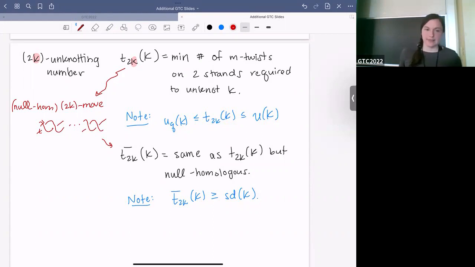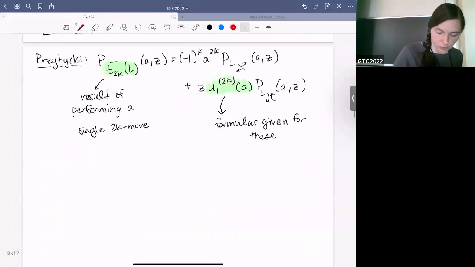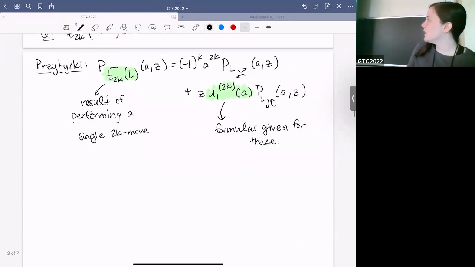Yeah, you do 2k twists instead of 4. So when k is 2, this is a 4 move. If it has orientations like this, it's this null-homologous 4 move. So if you only care about null-homologous twists on 2 strands, then maybe this is super interesting. It turns out that I think this is an interesting result, but it's not helpful for the 4-move conjecture. It just doesn't give you very much information. So that's a little bit of a bummer.